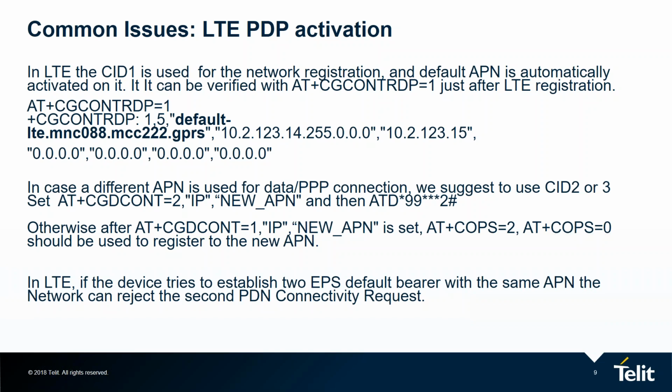And if you do need to use a different APN for your own PPP or data connection, don't use the first context. You need to store it into the second context. So in the command in the middle of the screen, you see the CGDCONT equals 2. We define the second context. And also you need to define the socket configuration in order to use that context.